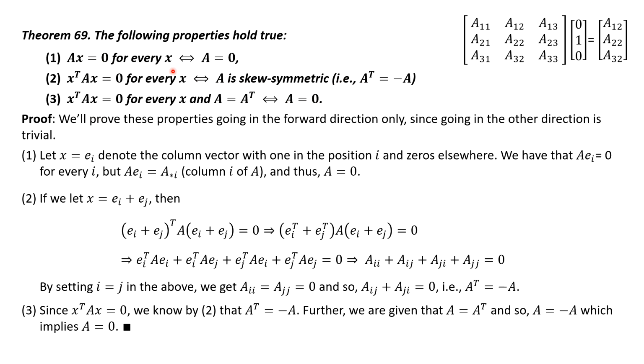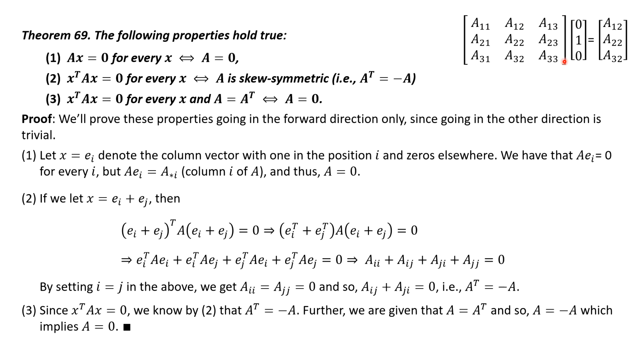So we're going to prove these in the forward direction. Going in the opposite direction is easy, and I'll leave that as an exercise. So let's look at the first one. Let x equal e sub i, the column vector with a 1 in position i and zeros everywhere else. In that case, we have that A times e sub i equals 0 for every i, but A times e sub i is actually column i of A, and thus, if every column is 0, then of course A is 0.